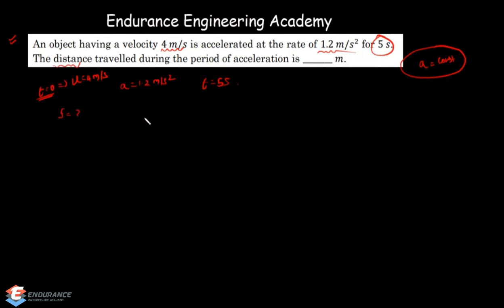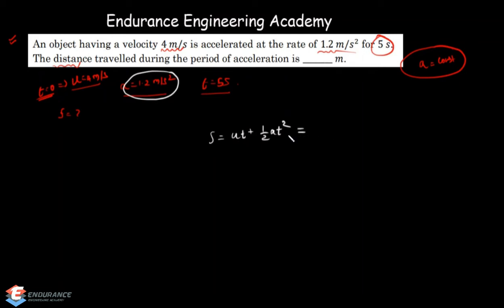Okay. So what is the best equation? I have the initial velocity, I have the acceleration, I have the time taken. So the best equation could be s is equal to ut plus 1 by 2 at square. Can I use this equation? Of course I can use this equation because acceleration here is constant, which is 1.2 meter per second square.